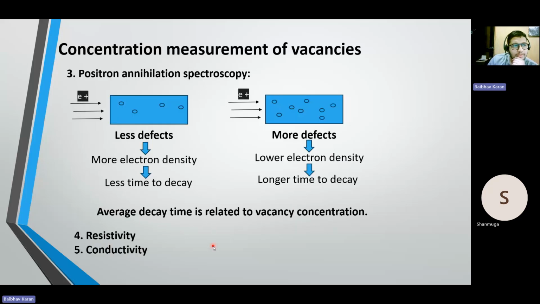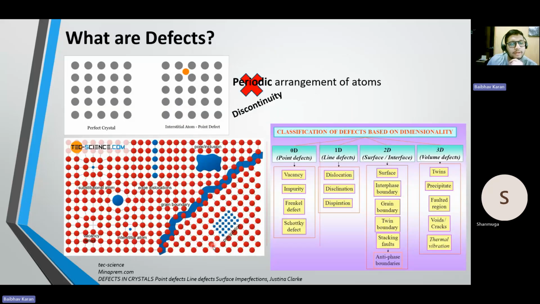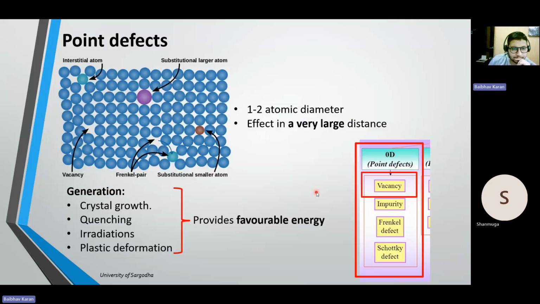Then just to introduce you to another defect: we discussed the vacancy defect. We know about the impurity, like introducing one impurity element into the material. This is known as impurity defects. Then we will be talking about the defects which we discussed earlier in ionic solids, that is Frenkel defect and Schottky defect.